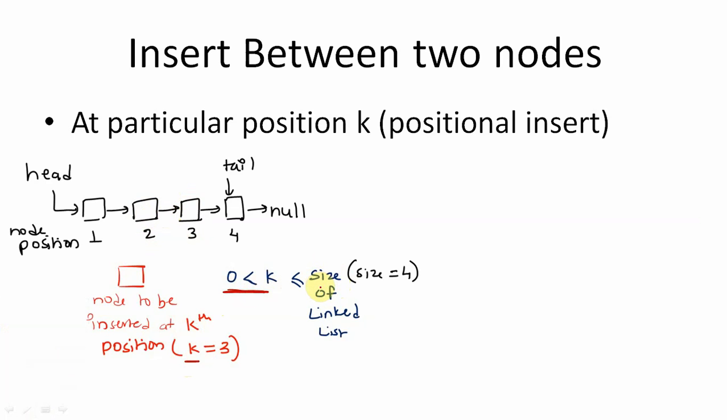If k is a negative position, or k is 0, we cannot insert because we have first position, second position, third position and fourth position. We cannot insert at the 0th position.